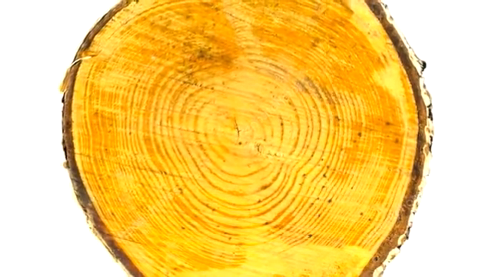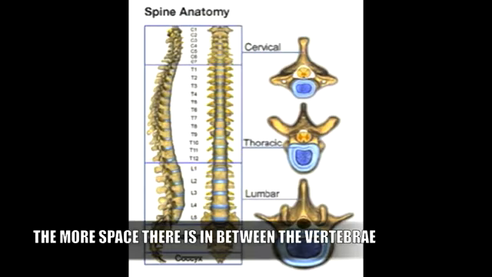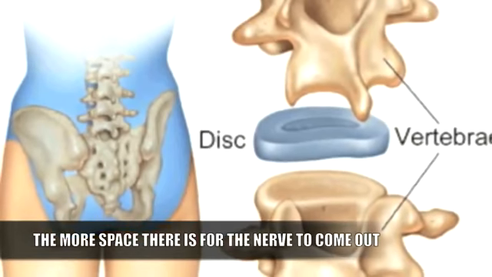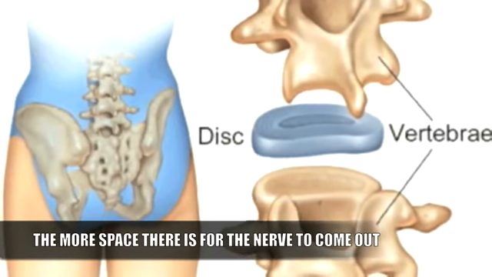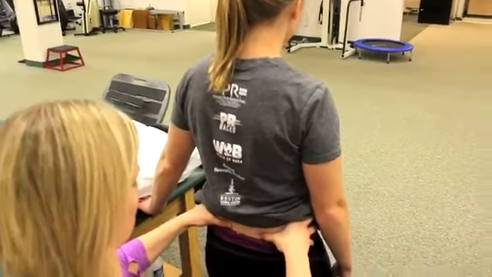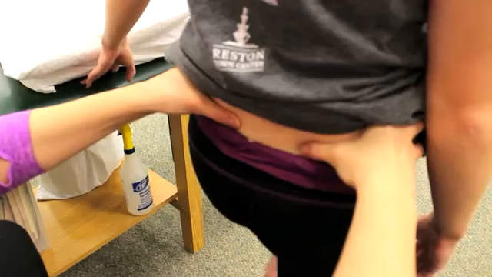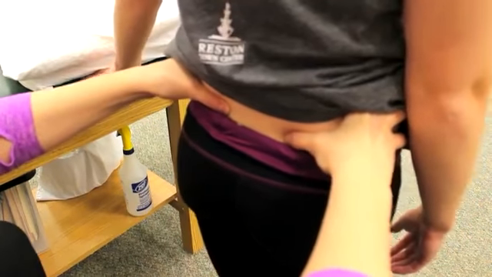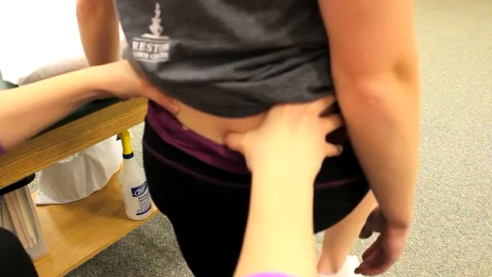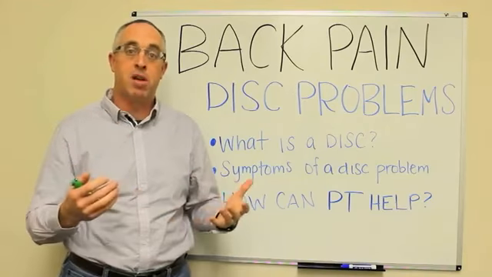Now, why is the disc important? Well, the disc is important because, as I said, it creates that space. The more space there is in between the vertebrae, the more space there is for the nerve to come out. The nerve branches off from the spinal cord, and in the case of your low back, runs down into your buttocks and down into a particular part of your leg. So the larger that disc is, the healthier that disc is, the more rings that are in that disc, the more fluid that's in that disc, the greater the space is going to be, the less the chance that you're going to have any pinching on that nerve.